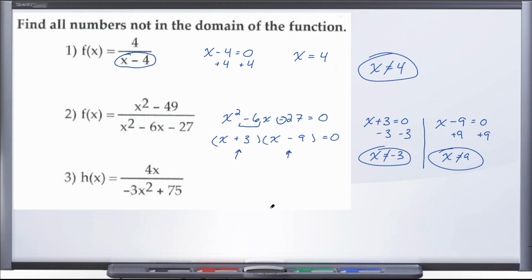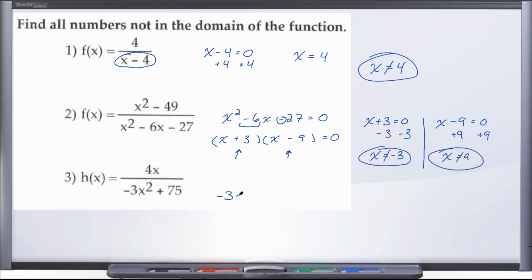All right, let's take a look here at question number 3. So we have h of x equals 4x over -3x squared plus 75. Again, we're not really concerned about what's in the numerator. All we're concerned about is the value of x when we plug in what value of x is going to make this function undefined. So let's take a look.